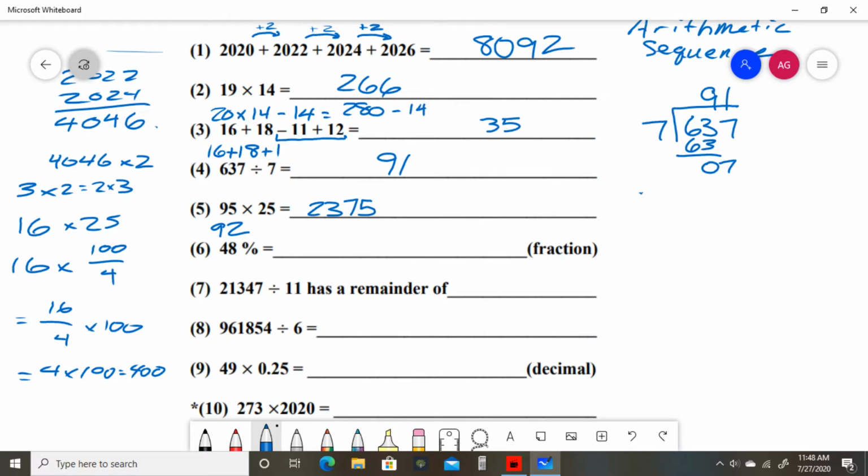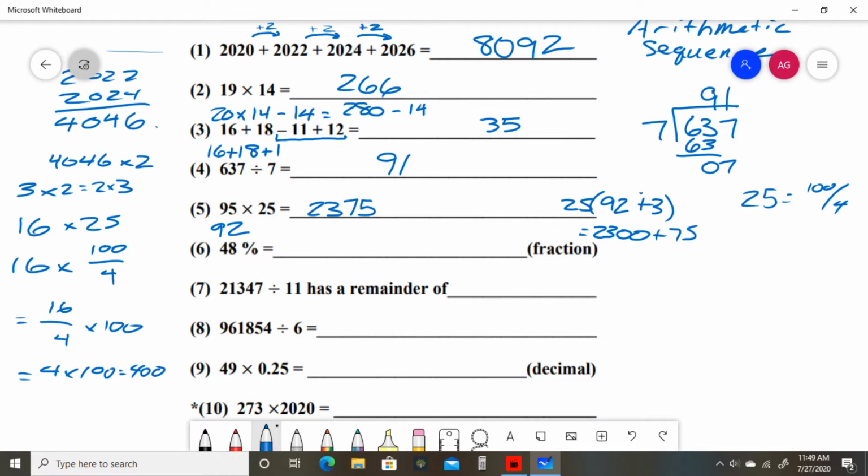To recap, basically what I did is I separated this 95 into 92 and 3, and then multiplied that by 25. We know 25 times 92 is 2300, because we can just divide 92 by 4 and multiply by 100, which is the same thing as 25, since 25 is 100 divided by 4. Then, using the distributive property, multiply 25 by 3, which gives us 75, and then 2300 plus 75 gives us 2375.